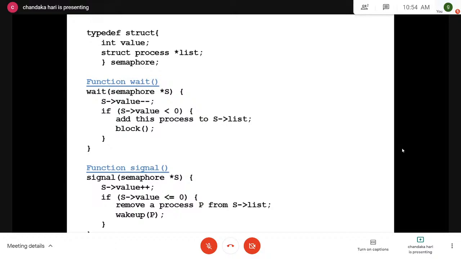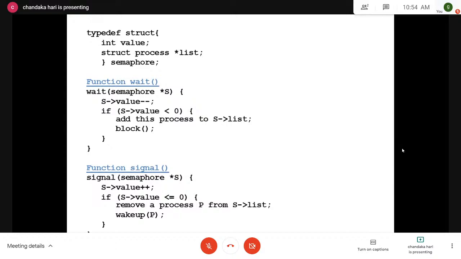Now P1 is executing in its critical section. Now process P2 makes a requisition to the semaphore variable. At that time the semaphore value is 0, and 0 minus 1 is equal to minus 1. Minus 1 means one process is waiting for this semaphore variable. If another process makes a requisition for this semaphore variable, then minus 1 minus 1 becomes minus 2. That indicates there are two processes waiting on the semaphore, and so on.